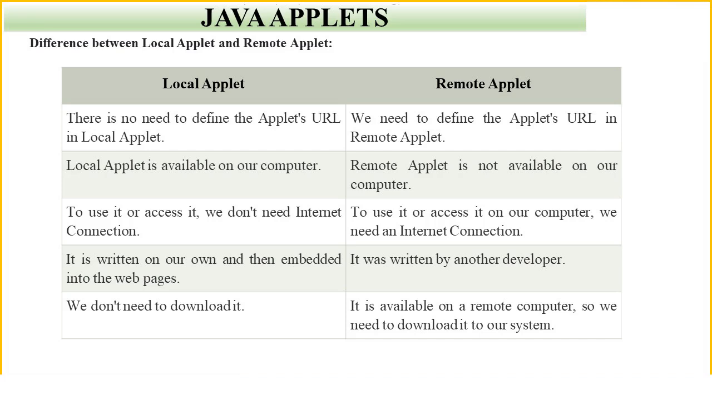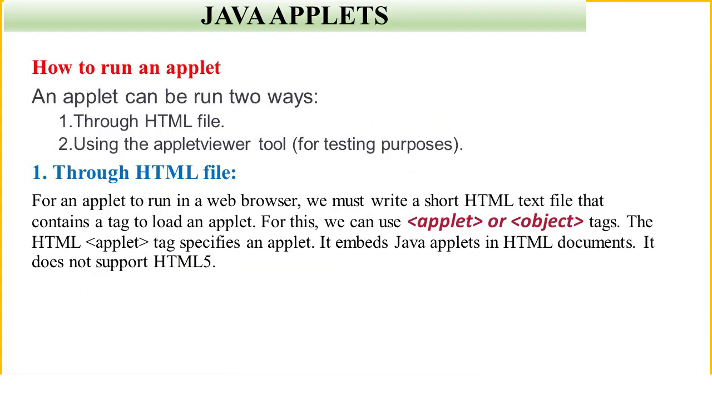A local applet is written on our own and then embedded in web pages. A remote applet is done by other developers. For a local applet, we don't need to download it, but when you go for a remote applet, you need to download it.